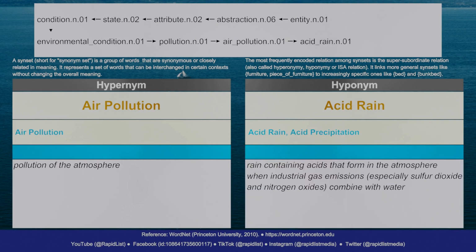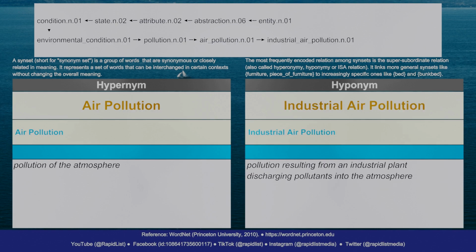Acid rain. Rain containing acids that form in the atmosphere when industrial gas emissions, especially sulfur dioxide and nitrogen oxides, combine with water. Industrial air pollution. Pollution resulting from an industrial plant discharging pollutants into the atmosphere.